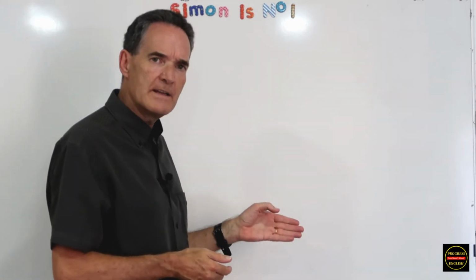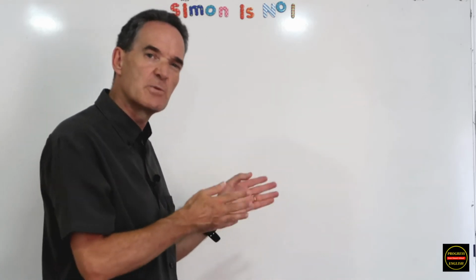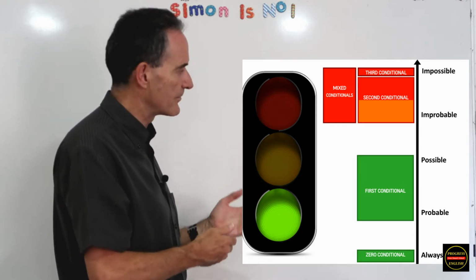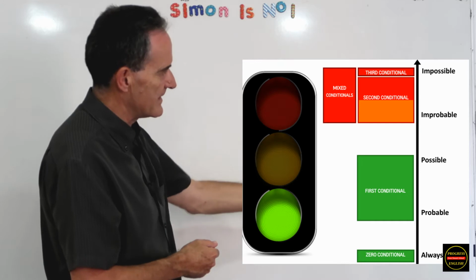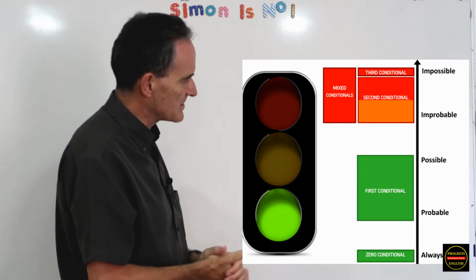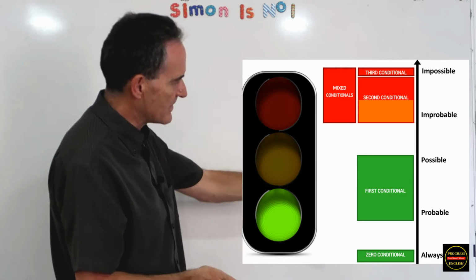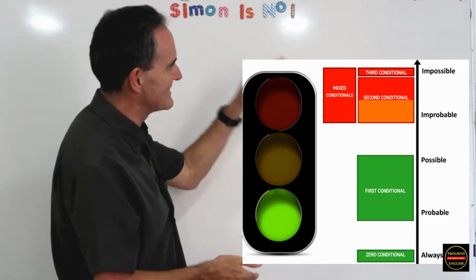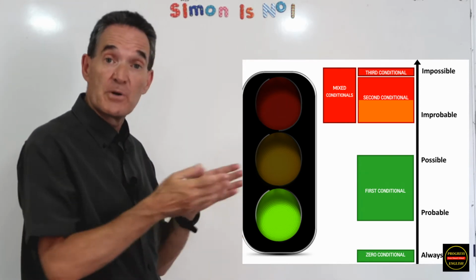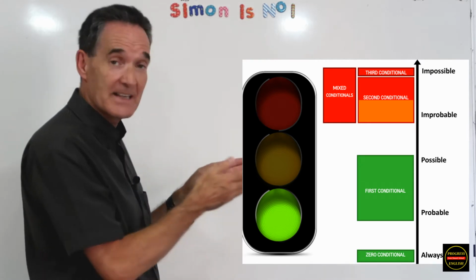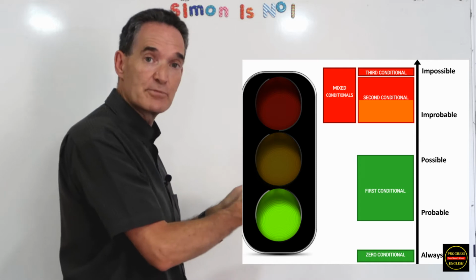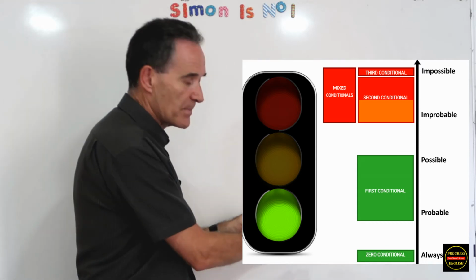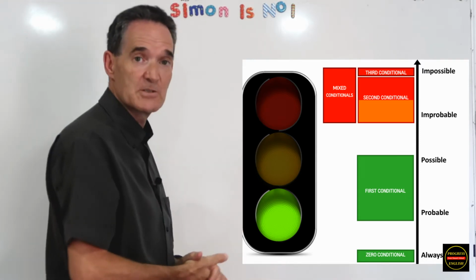Let's look at a different way of explaining the difference between the conditionals. Maybe this will help you to remember the differences more. Let's have a look at this line we have here of probability. Here at the bottom we have always true, and then we have probable, then we have possible, improbable and impossible. Well, we can put the conditionals on here, and again the colours will relate to the probability or the improbability of a condition. So here at the bottom we have the zero conditional because it's always true.